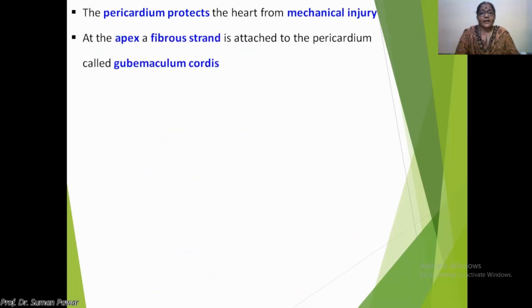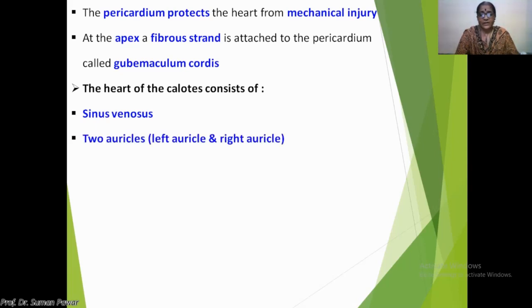At the apex, a fibrous strand is attached to the pericardium called gubernaculum cordis, which is mainly for attachment of the testes. The heart of Calotes consists of the main collecting chamber in the form of sinus venosus, which is also called the accessory chamber. Two auricles, namely the left auricle and the right auricle. One ventricle, and it shows absence of truncus arteriosus or the distributing chamber.